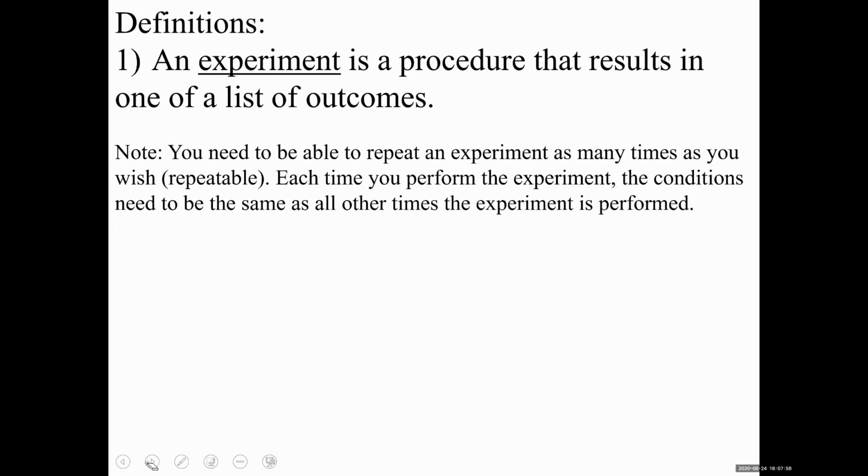Don't think of an experiment as in a chemistry class or in a physics class or something. In a stats class, an experiment is whatever the thing is that you're about to do. If I'm about to flip a coin, flipping a coin is the experiment. So an experiment is a procedure that results in a list of outcomes. It's the thing you're about to do. Also over here, it says something about repeatable. Every experiment should be repeatable. Like if you flip a coin, you should be able to do it again and again and again if you wanted to. If you wanted to flip a coin 1,000 times, you should be able to.